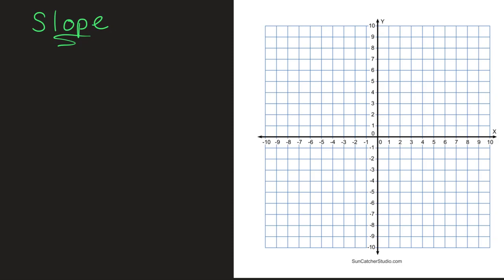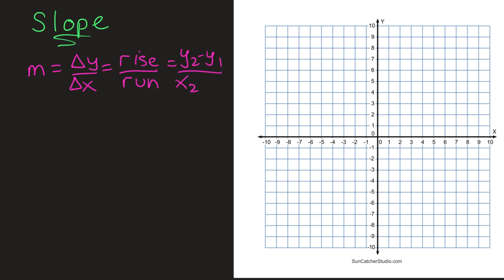Alright, so this video is all about slope. Slope is the steepness of a line, and we define it as m for some weird reason. That's the change in the y values divided by the change in the x values. It's also known as the rise over the run, and also as y sub 2 minus y sub 1 over x sub 2 minus x sub 1. And I'd like to give you an example.